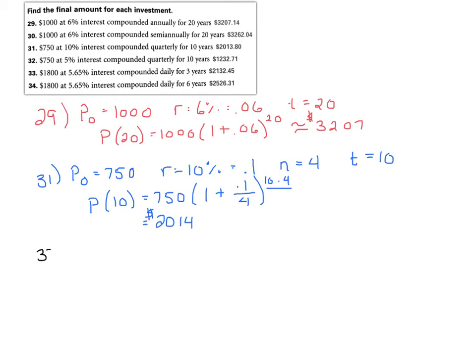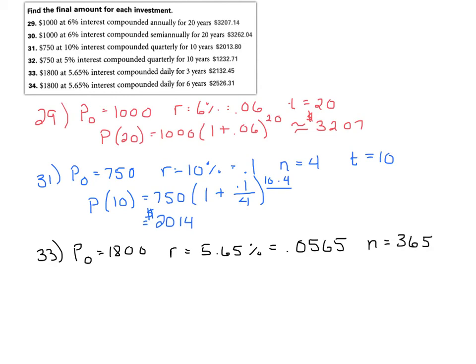Number 33. We're starting with $1,800, and our rate is 5.65%. Now remember, as a decimal, that's 0.0565. And we're compounding it daily for 3 years. So our number of compounding periods, well, how many days are there in a year, is 365. And our time is going to be 3 years.